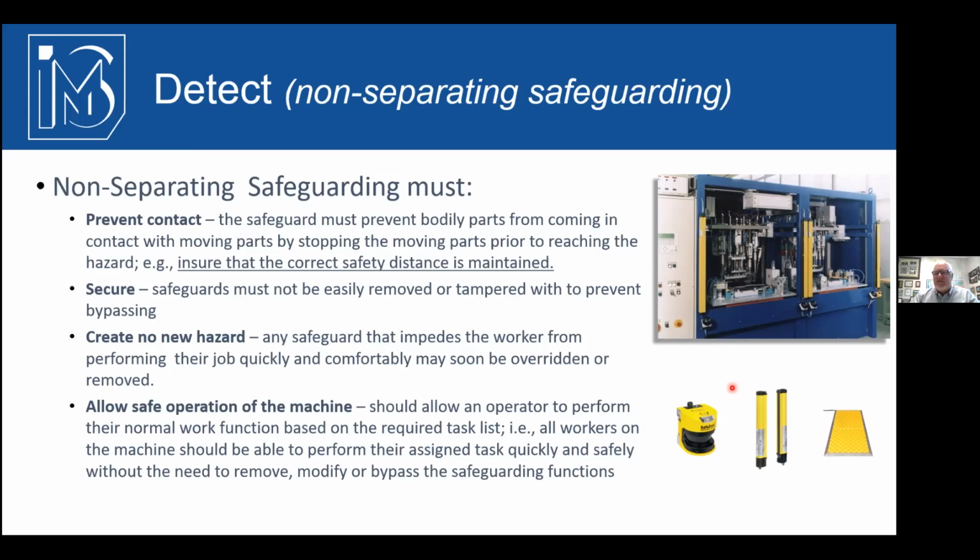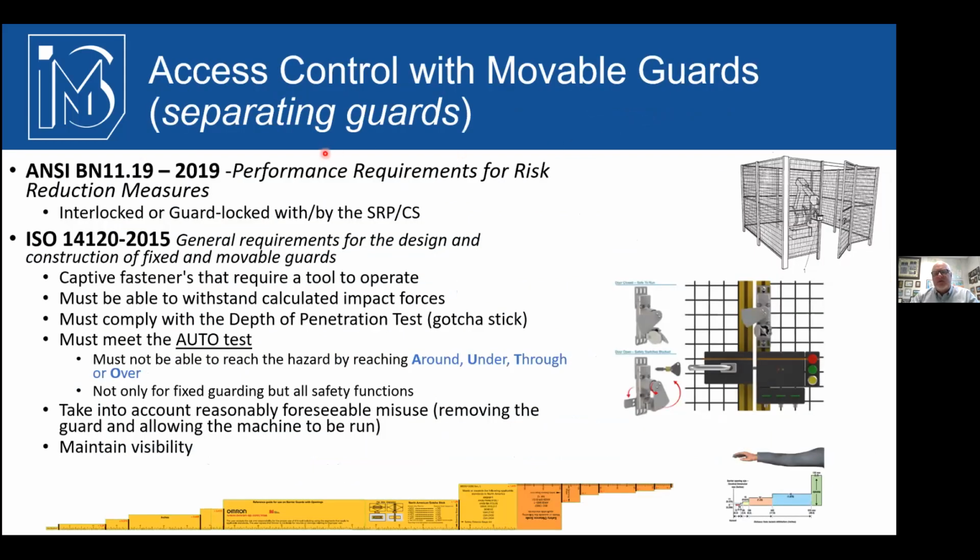non-separating safeguards. The terms were changed because of the word guarding. In the latest revisions of especially the ANSI B11 standards, whenever there's a mention of the word guarding, they actually wanted to reference just a physical guard, a fence or a gate, now referred to as separating guards. Those separating guards can typically be movable guards as well. A movable guard is a gate, if you will.